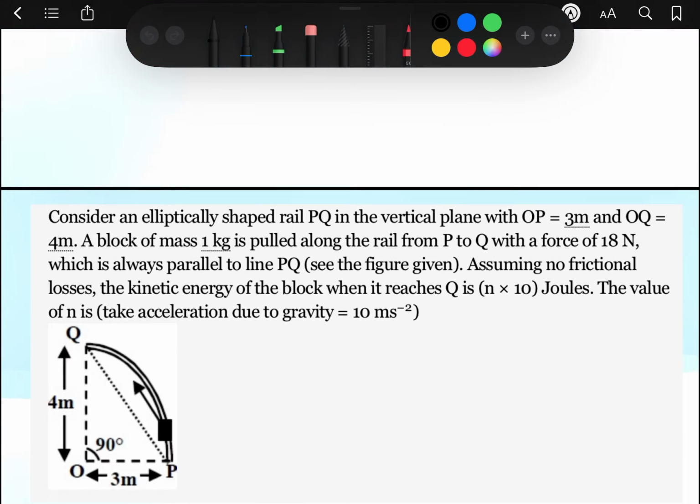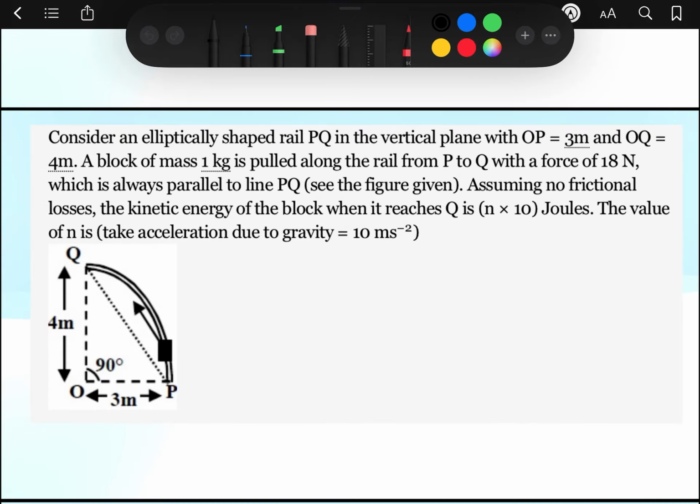So hello guys, this is another question from IIT JEE PYQ. The question is from the Advanced 2014. And here is the question.